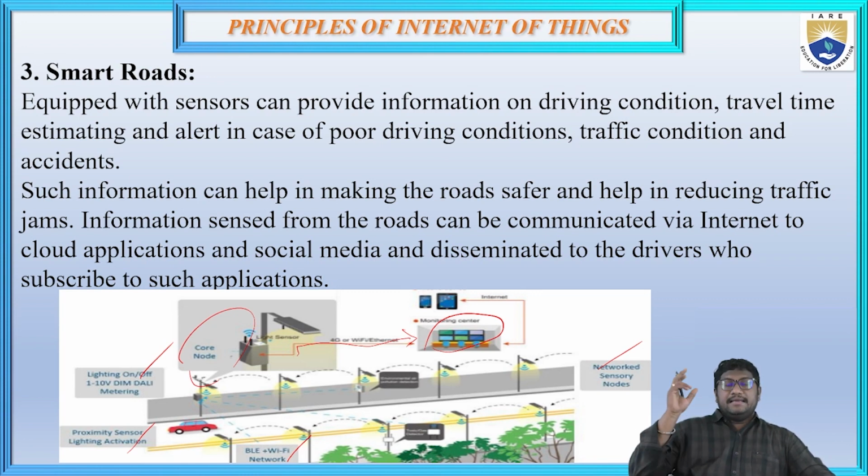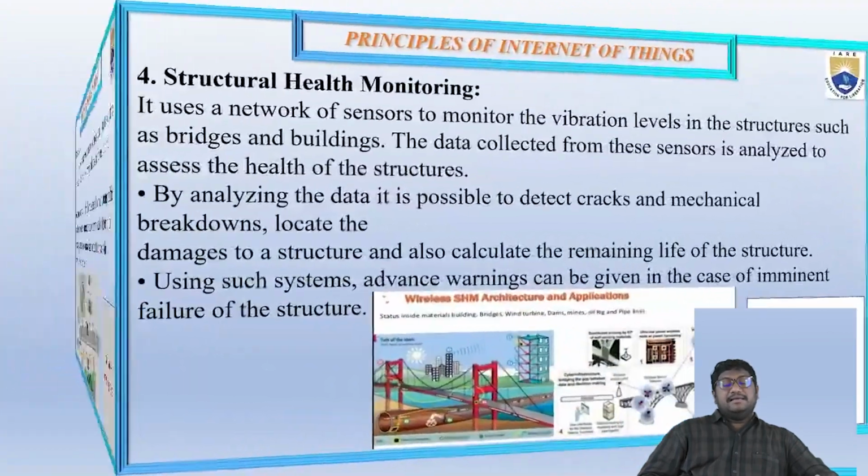And automatically, it will send a message to the camera which is established on the road. It is going to take a picture and send an alert: you are overspeeding, reduce your speed. Like this, a smart road system is going to be helpful in smart cities.